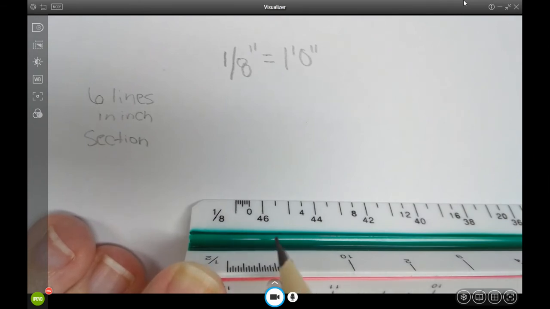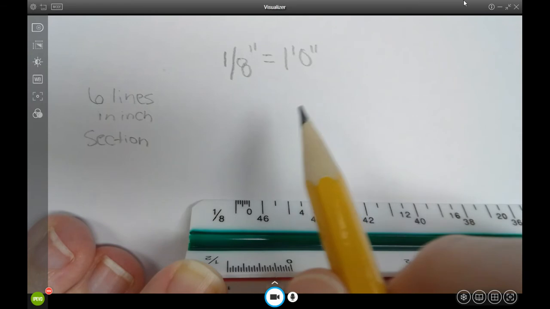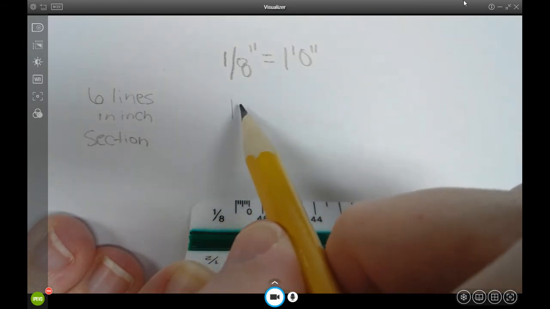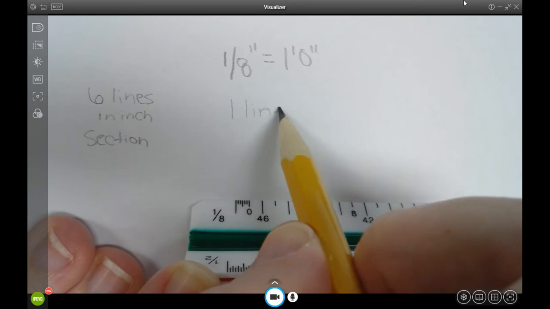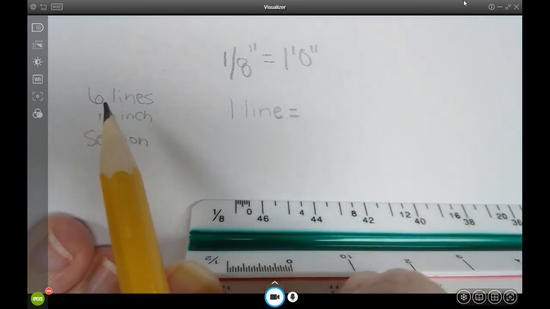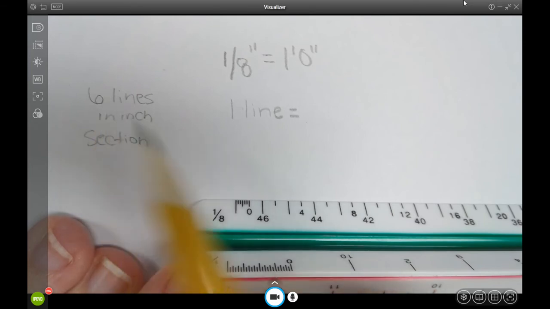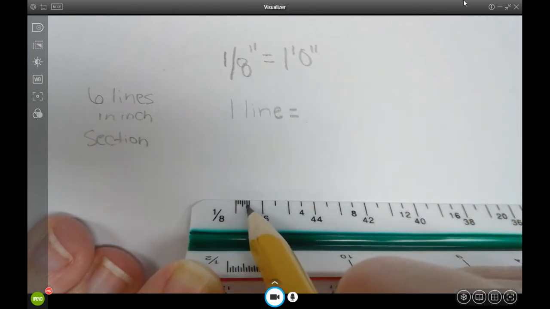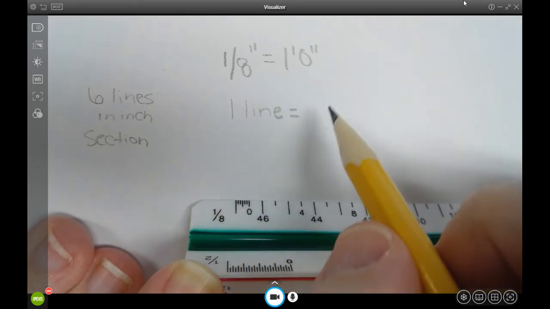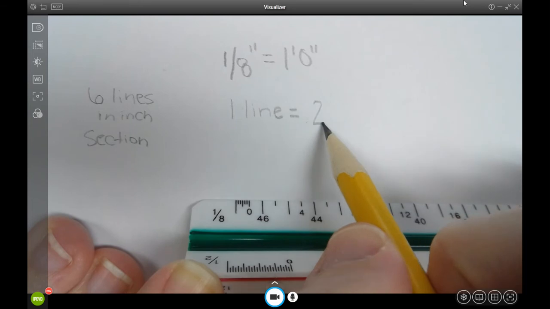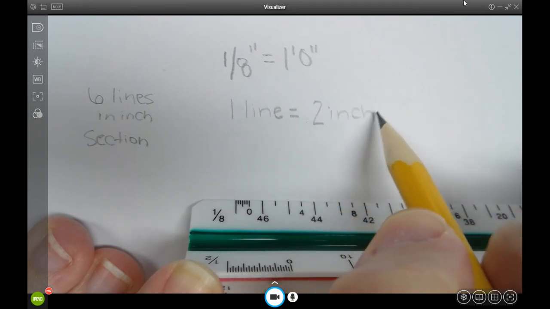It's not so easy. So we have 6 lines in our inch section, but we have 12 inches in a foot, right? So for 1 line that we have in our inch section, how do we get 6 to 12? Well, you times it by 2. So every single line that we have here is 2 inches. 2, second line is 4, third line is 6, 8, 10, and then the last one is 12. So for every 1 line, it represents 2 inches.